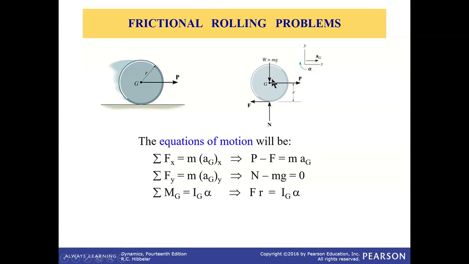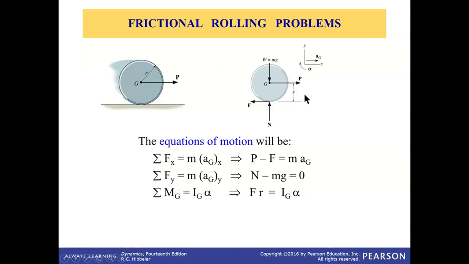So for this wheel, the different forces that act on the wheel are the applied force P, weight mg which acts down at G, the normal force from the ground N, and the friction force which acts in the opposite direction of the rotation of the wheel. Now when the wheel rolls, it has angular acceleration alpha, and when it translates, it has linear acceleration aG. So aG is the total acceleration of the wheel, alpha is the angular acceleration of the wheel.